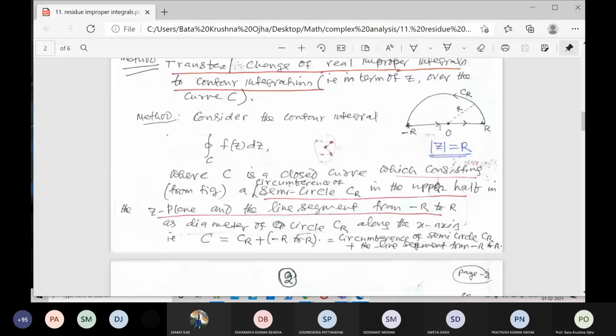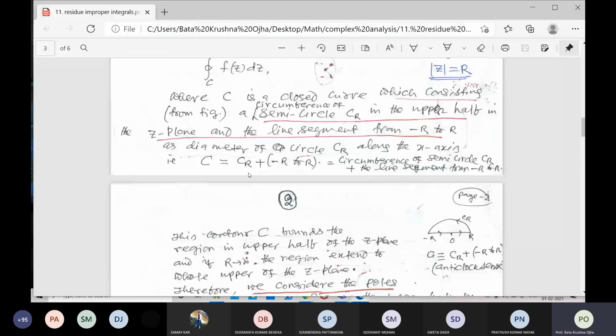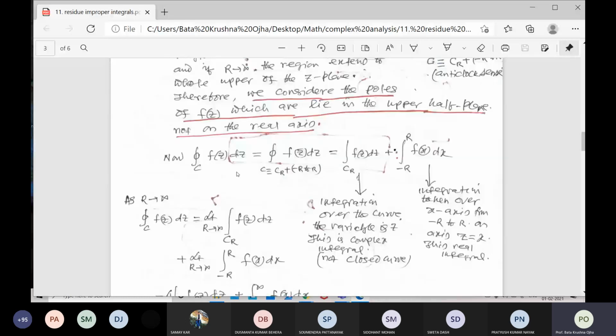So here we write the contour C_R plus the segment from minus R to R. The contour integral over the closed curve C of f(z) is equal to the integral over C_R plus the integral over minus R to R. If you split it, we write the integral over C_R of f(z) dz plus the integral from minus R to R of f(z) dx.